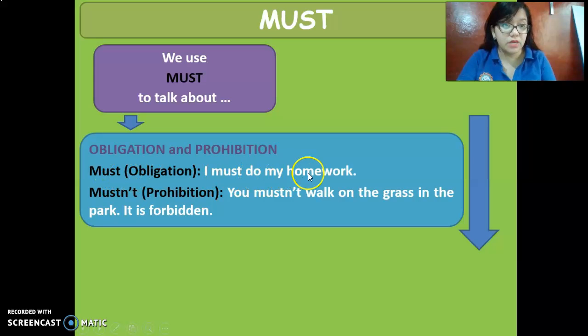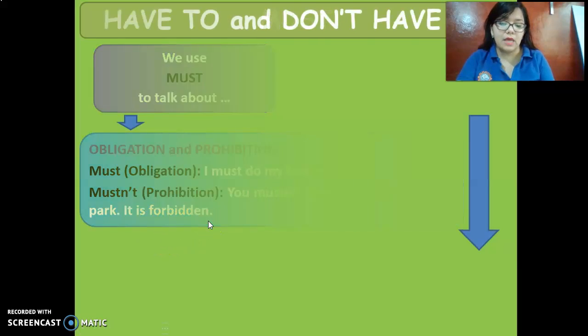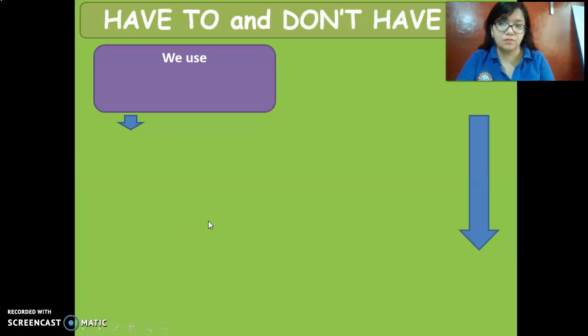For example, must. I must do my homework. I must. That is an obligation. Mustn't. Prohibition. You mustn't walk on the grass in the park. It is prohibited.